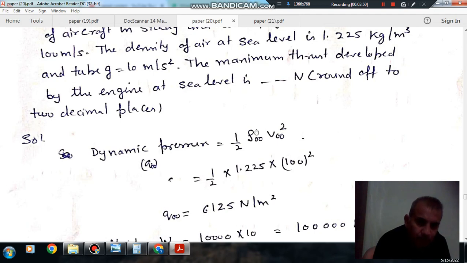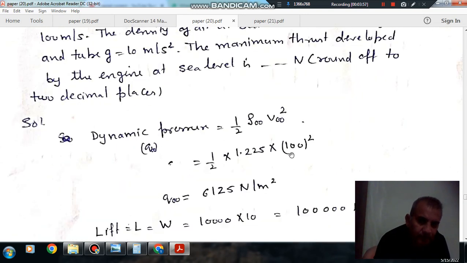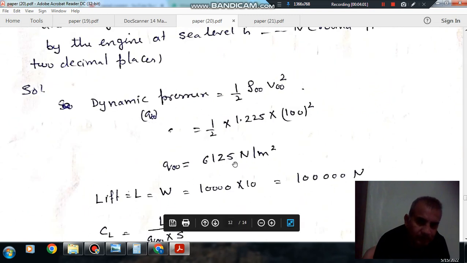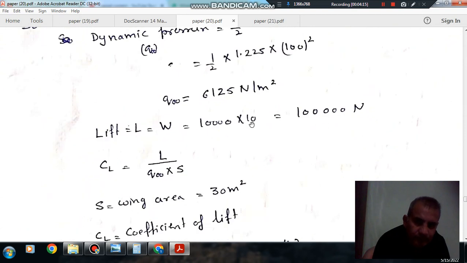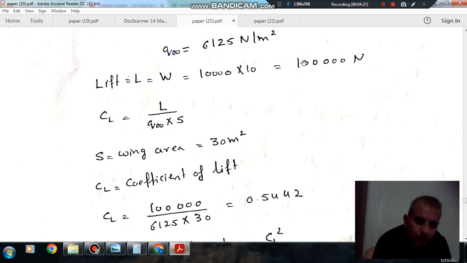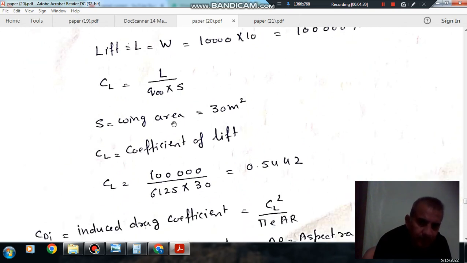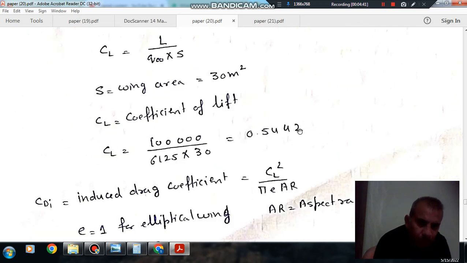So dynamic pressure is 1 by 2 rho infinity V square. Rho is 1.225 and V is 100. So dynamic pressure comes out as 6125 Newton per meter square, and lift is weight, mass into g. Mass is 10,000 and g we use as 10, so that is the lift, and lift is equal to weight. The coefficient of lift CL is L by Q infinity into S, so that is 100 into 1000 over Q infinity 6125 into 30. So CL is 0.5442.